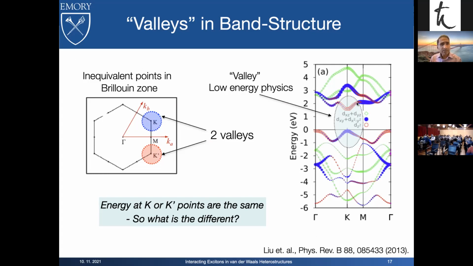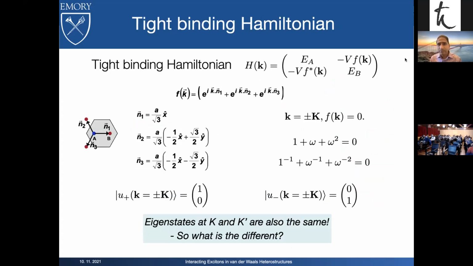As you know, band structure is not everything. Maybe we should look at the actual wave functions at these points. And you can do a simple tight binding model to figure out what the wave function looks like in terms of the sublattice basis. And it turns out at the two valleys, they are the same. They're exactly the same in this basis, 1, 0, and for the other band 0, 1. So even the eigenstates are the same.